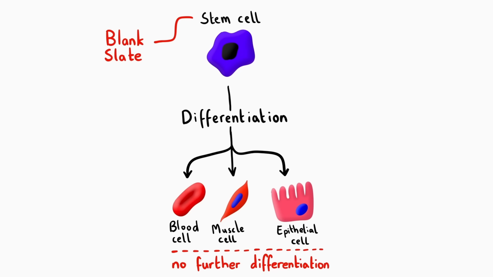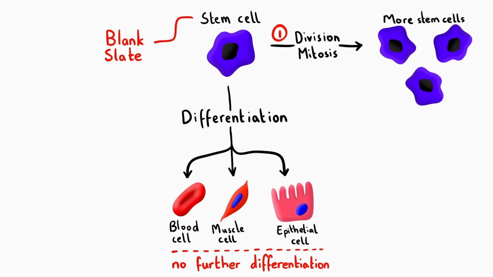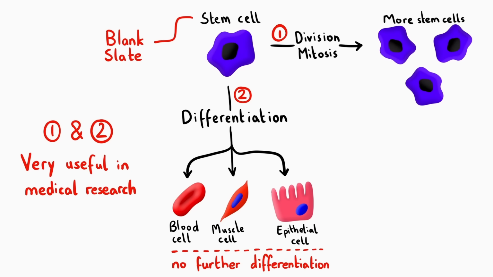Stem cells, however, are different. They're undifferentiated cells. They have two special abilities that make them unique. First, they can divide to produce more undifferentiated stem cells. Second, they can differentiate into specific specialized cells when given the right signals. This makes them incredibly valuable for medical research and treatments.